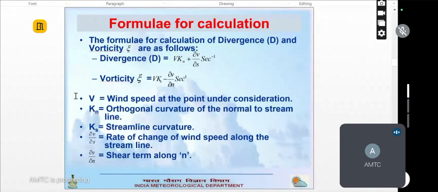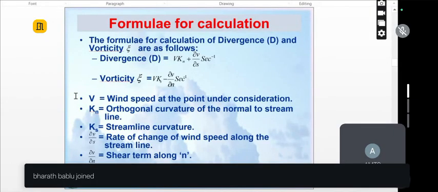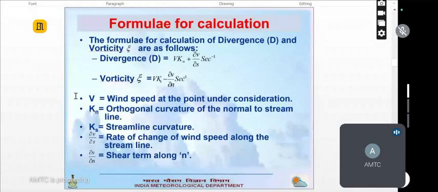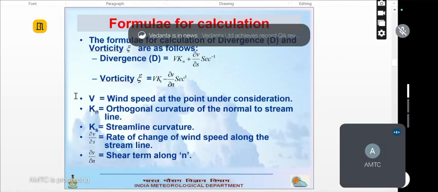So what is orthogonality? Orthogonality, anybody knows? Orthogonality means in any curve, you put a perpendicular to each streamline. There are three to four streamlines. You put a perpendicular to the curve, and if you join them, there will be a new curve that is known as the orthogonal curve. So you should know this orthogonality of the streamlines.